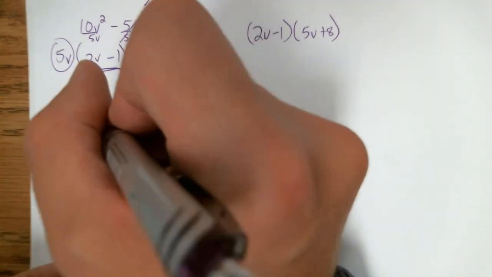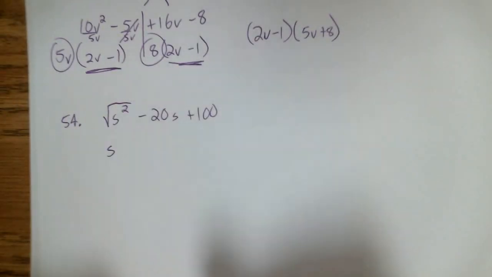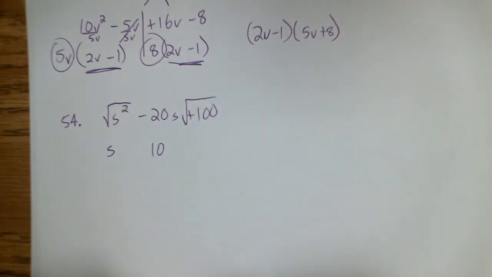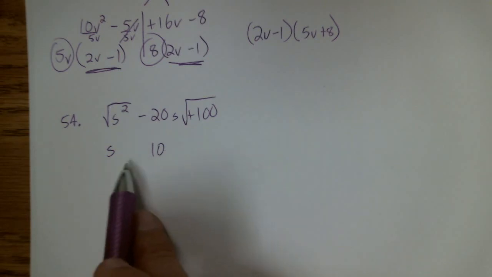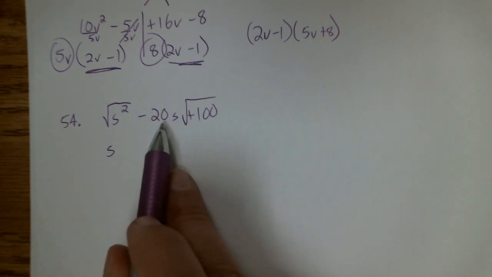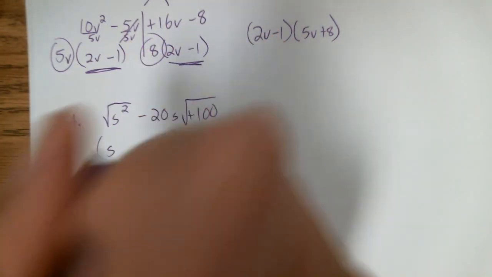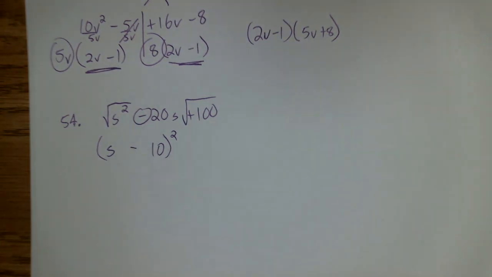So for it to be a special case, I have to be able to take the square root of the first term. The square root of s squared is just s. I have to be able to take the square root of the back term. The square root of 100 is 10. And then the catchy part, I have to multiply those together. 10 times s is 10s. When I double that, do I get 20s? Yes, I do. So all I do is I throw a parentheses squared around it, and I just bring down this sign. That's literally all you do. s minus 10 squared.